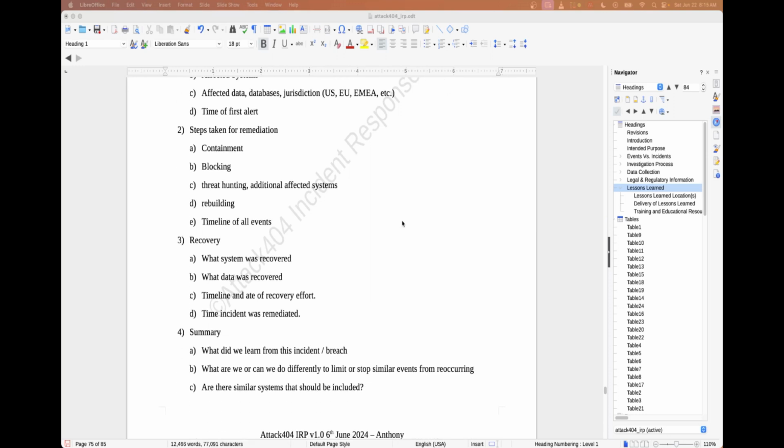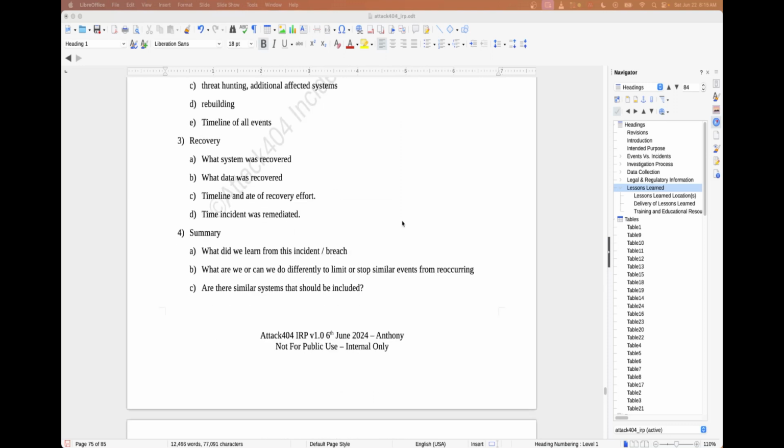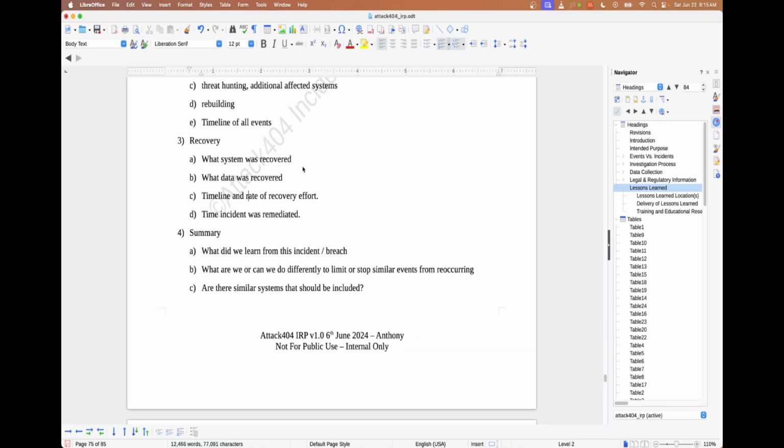Then we're going to have the steps that we took to contain or remediate the issue, what threat hunts we've done in order to find any issues that may have previously been undetected that we have to detect in order to move forward. We'll also detail how we rebuild and also the timeline of events for that. Then it'll be based on the recovery: what systems were recovered, what data did we need to recover or restore back to, what data was potentially lost, the timeline and rate of that recovery effort.